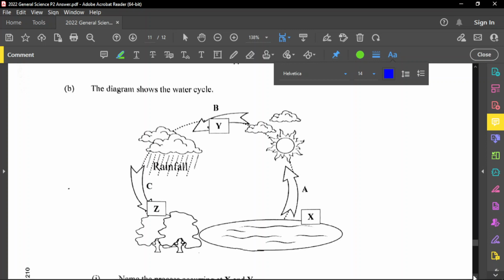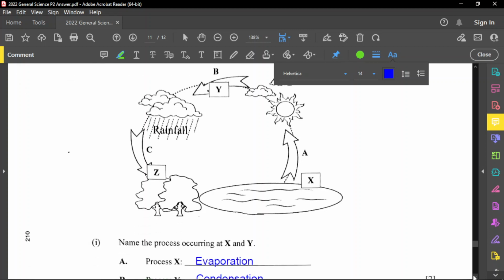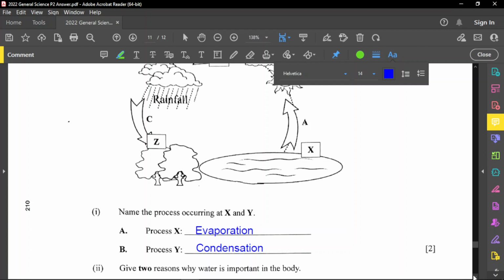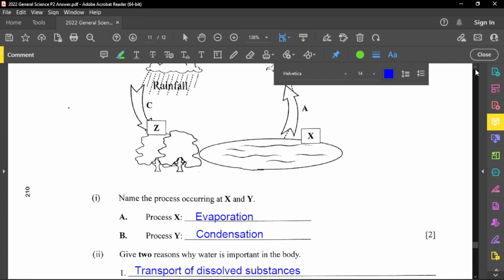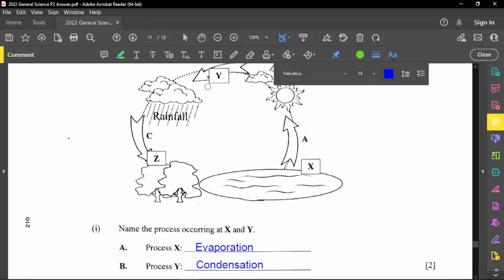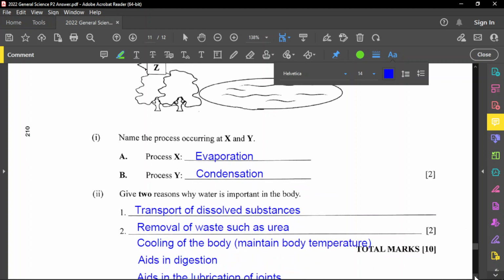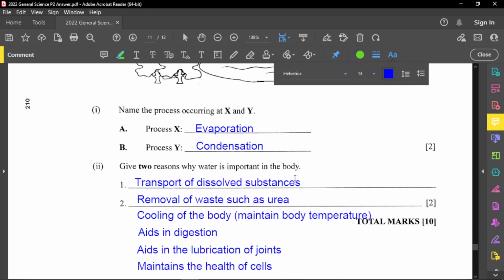It says the diagram now shows the water cycle. And so again, you can study the diagram carefully to make sure you understand the questions that are going to come up. It's to name the process occurring at X and Y. And X is water leaving the pond, going up into the atmosphere. So that is evaporation. All right. And process Y, let's go up to the top right here, is when it's going into the clouds. So that is condensation.